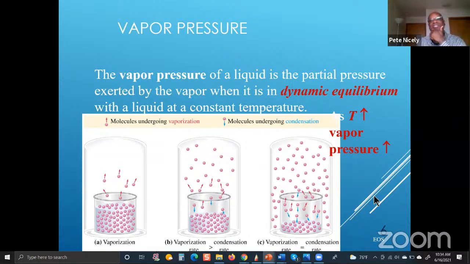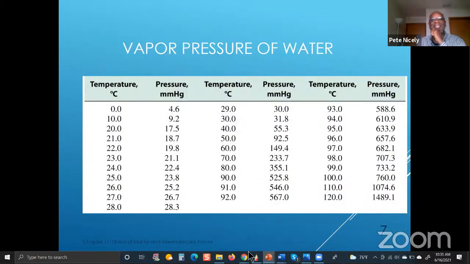Okay, so the vapor pressure is temperature dependent, and that can be seen in this table here when we look at the vapor pressure of water. So as you can see in this table, we have the temperature and the corresponding vapor pressure of water. And you can see clearly as the temperature increases, the vapor pressure increases, right? And that is true for every single liquid without any exception, right? When you increase the temperature, the vapor pressure of the liquid increases. And I think the next slide has a graph.